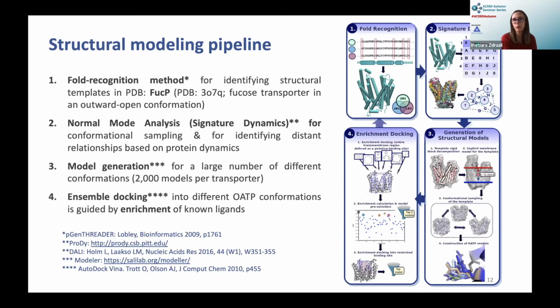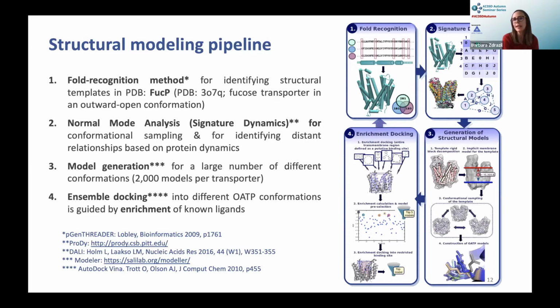So we applied a fold recognition method here to identify the best template for our proteins, because as I told you, there's no crystal structure available. But in addition to this, there is no template really available with a high sequence similarity. The closest homolog in PDB has only 15% sequence identity. So that's really a challenge, and this is also why there haven't been a lot of structural models reported beforehand. Okay, so we have chosen the threading method. We used pGenTHREADER here and identified the fucose transporter as a suitable template for all 3 transporters actually.